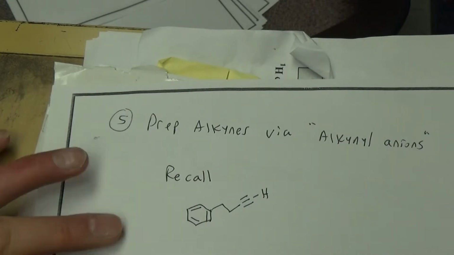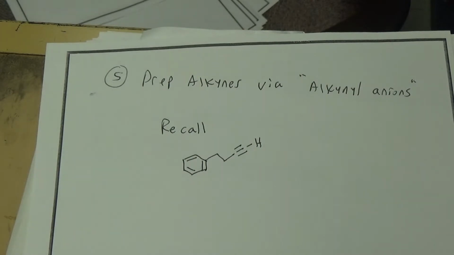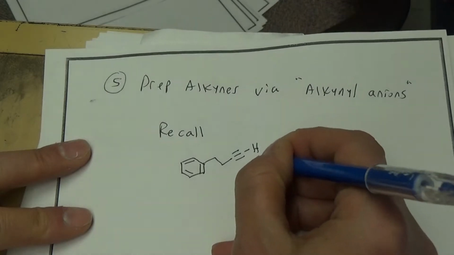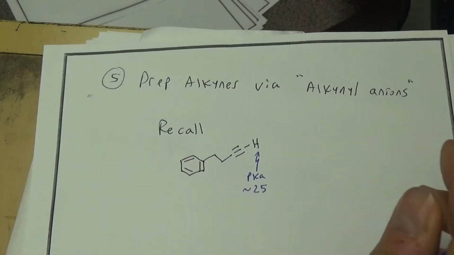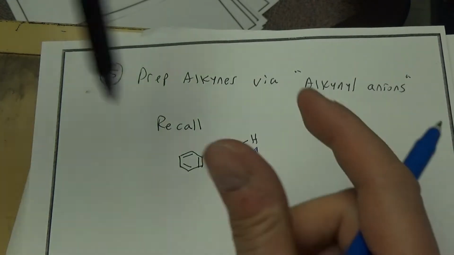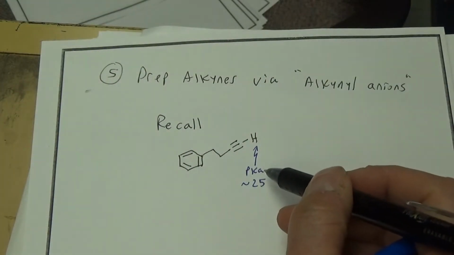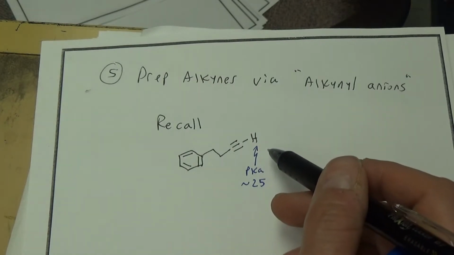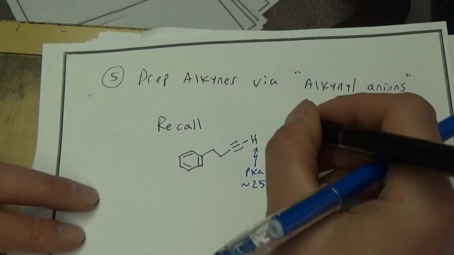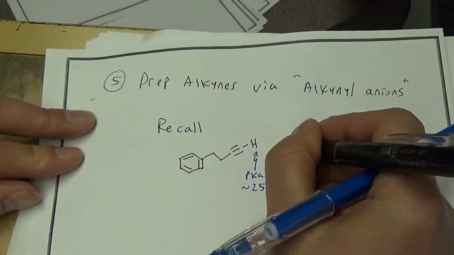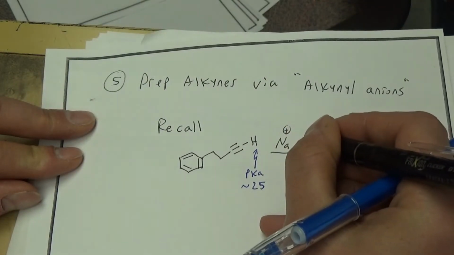What did we say the pKa was? I think it was like 25-ish or so. But anyway, it's relatively low when you think about the pKa of alkanes. It's like 60 or something. 25 is pretty low, and so we can take off that proton with a typical base. We would use NaNH2 also. That's convenient.